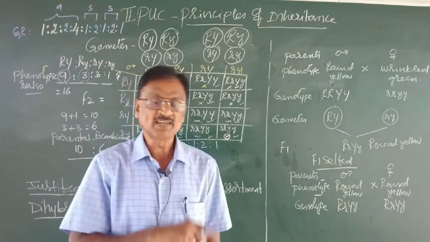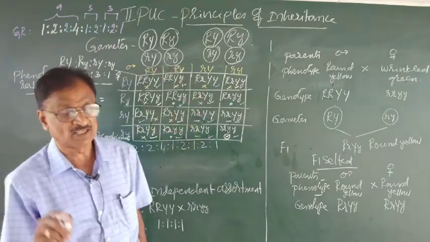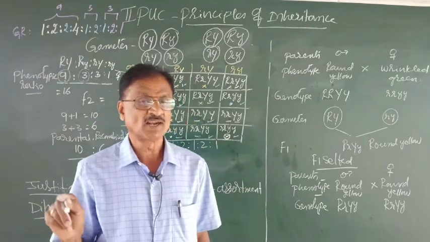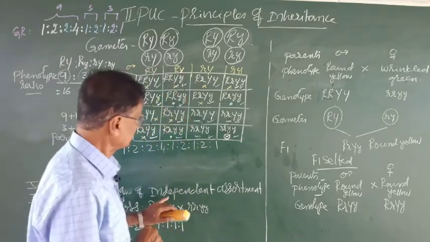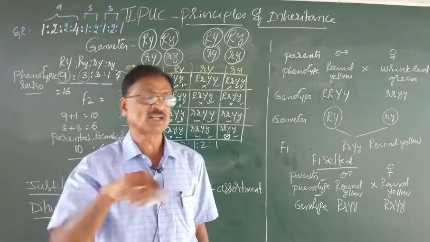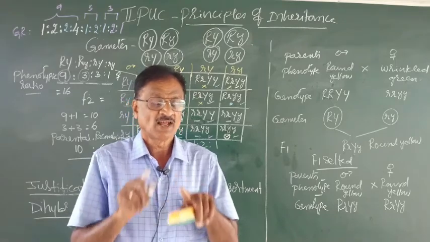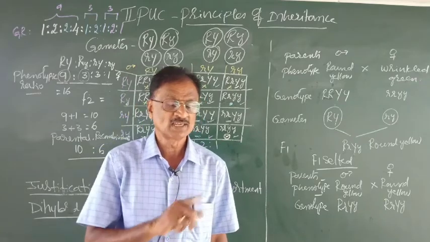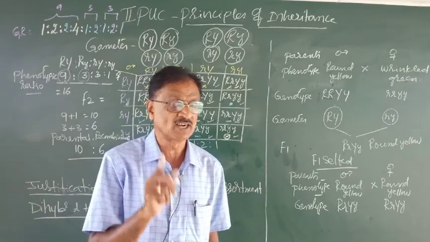So I will once again repeat it. The law of independent assortment. Remember, assortment means what? Separation. Independent means what? Individuality or freely. It states that the factors controlling 2 or more pairs of contrasting characters separate, or assort independently of each other, during gametic formation. That is the law of independent assortment.